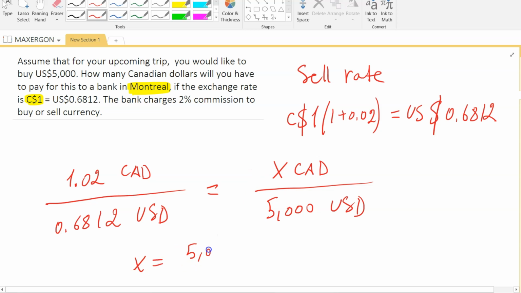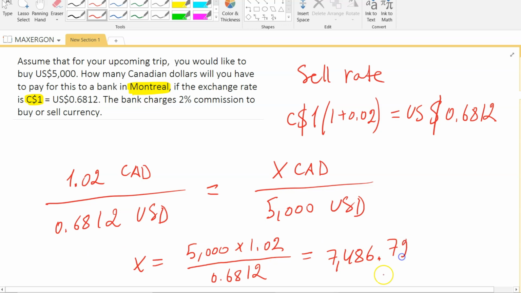It is 5,000 times 1.02 divided by 0.6812. This is equal to 7,486.79. We found the answer, which is 7,486.79 Canadian dollars, which will be given in exchange of 5,000 US dollars that you would like to exchange with this bank.